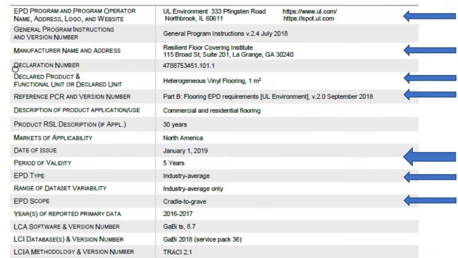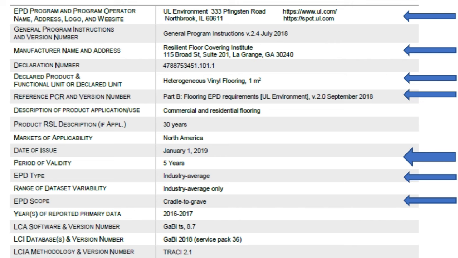You see the third line there is the declared product or the functional unit. This is incredibly important. This EPD that we're showing on the screen here, this second page, represents 1 meter squared of vinyl flooring. So it doesn't represent all the vinyl floor that you purchased. You have to multiply how much you purchased by what's in here to get the true impact of what you've specified.